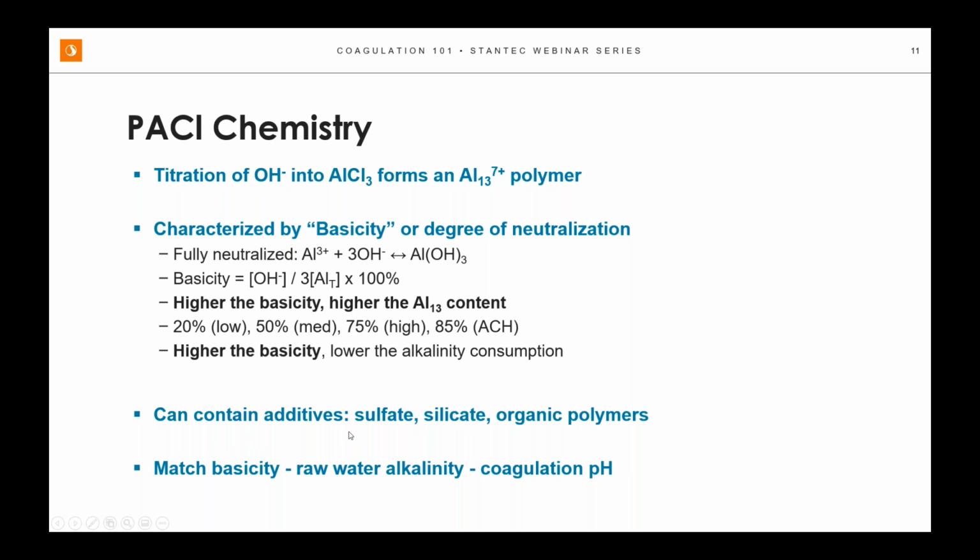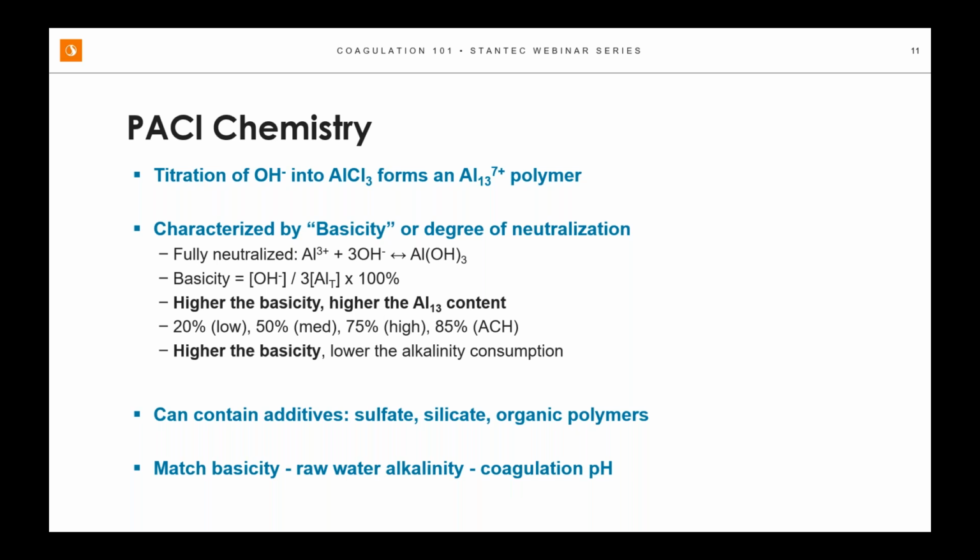These polyaluminum chlorides can contain other additives, sulfates, silicates. Some are blended with organic polymers. The strength often varies; some have more aluminum in them than others. So you have to look at the spec sheet, know what you're dealing with, and then you can optimize things. With all these choices, the general rule is you want to match the basicity of the product to the raw water alkalinity to give you the best coagulation pH.